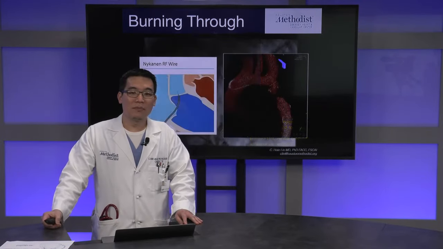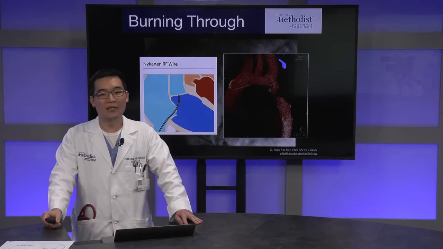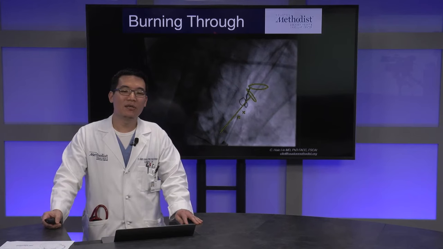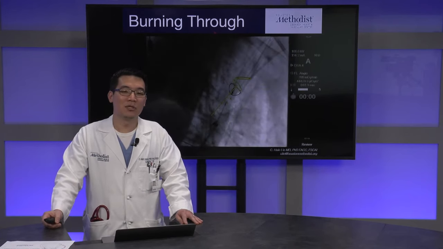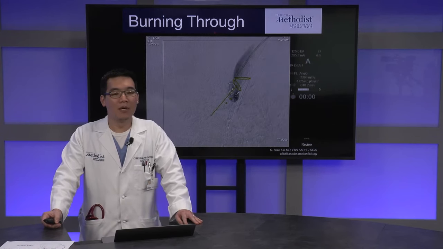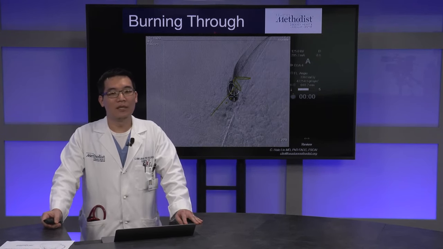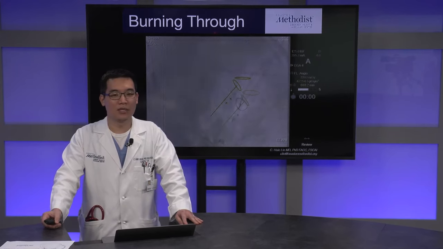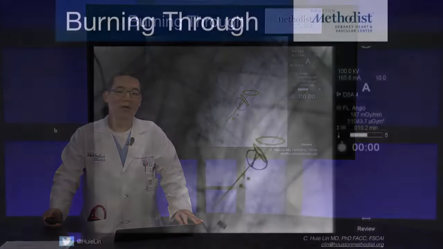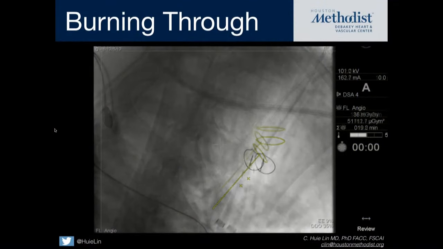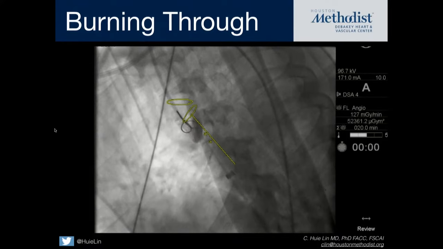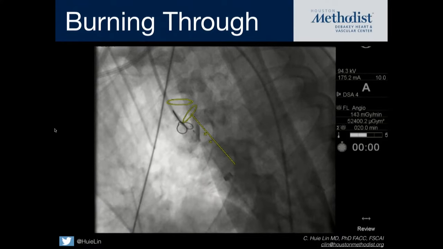So in order to treat this patient, we used the RF perforation wire to cross this. And what you can see here is we've used multimodality imaging. We've used a preoperative CT scan to map a 3D roadmap in the hybrid operating room. And here you see that match with the digital subtraction angiography. And now we're carefully burning through with the RF perforation wire. And now we've snared the RF perforation wire. So we've burned through.